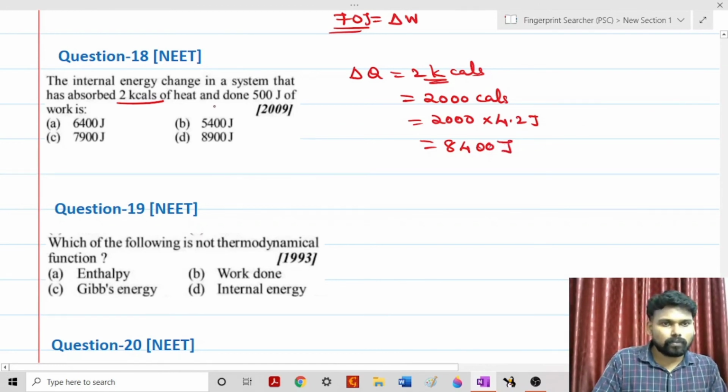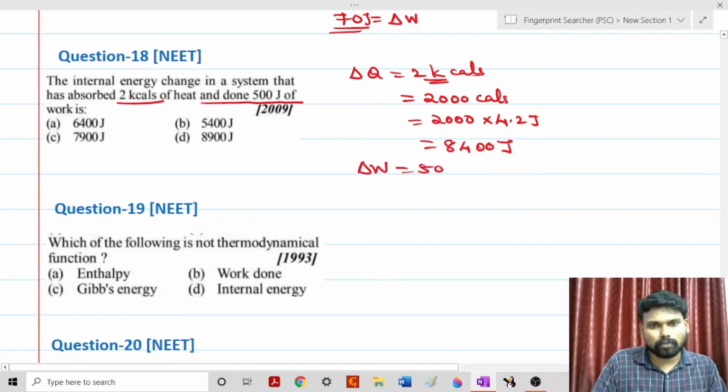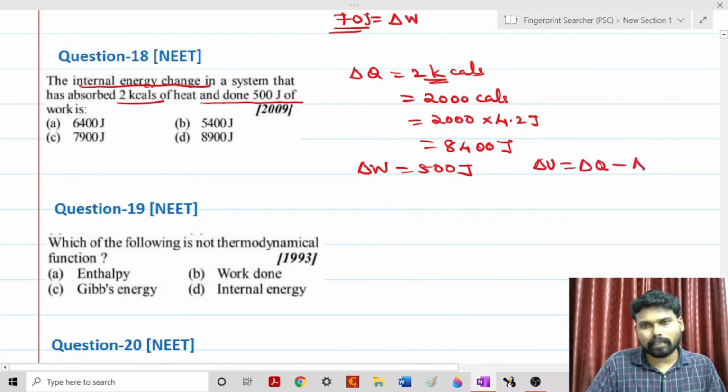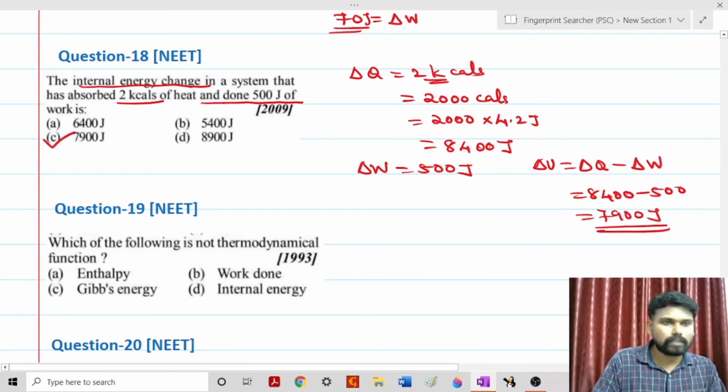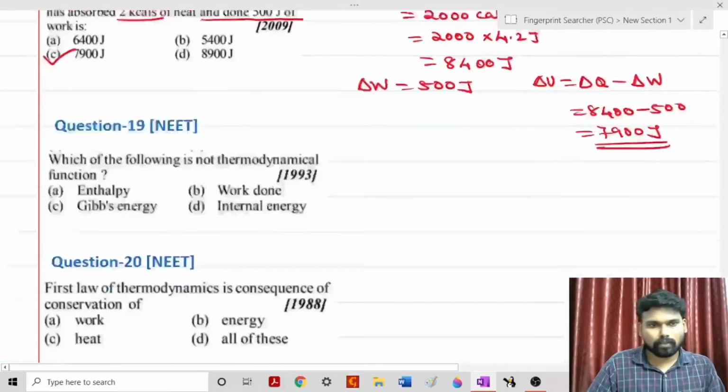Now, what else is given? The system has done 500 joule of work. We have to find the internal energy change. Delta U will be delta Q minus delta W. So it is 8400 minus 500. What will be the value? 7900 joule. So the correct option is C.